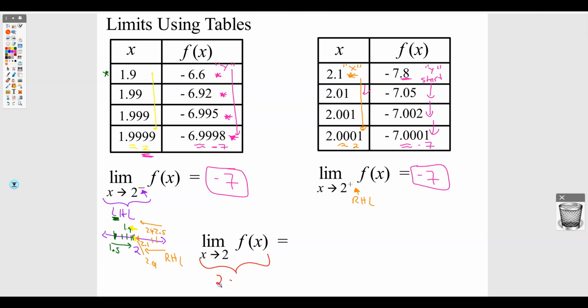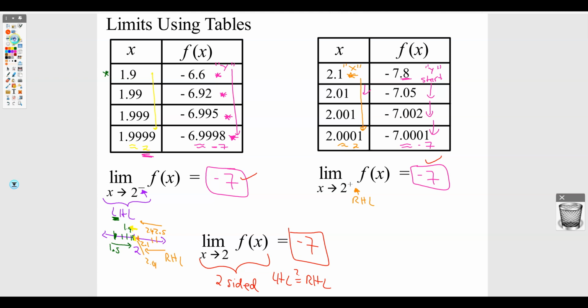What type of limit do we have? If there's no plus or minus sign, that is a two-sided limit. So the very first thing we always have to ask ourselves when we're doing a two-sided limit: does the left-hand limit equal the right-hand limit? Well, yes, they're both equal to negative 7. So if they're both the same, then the two-sided limit is the same answer.